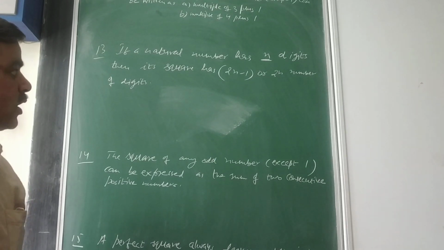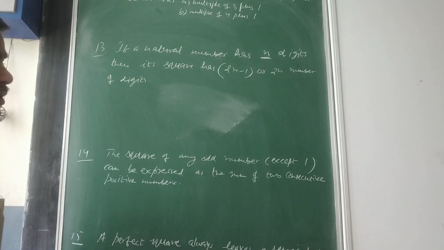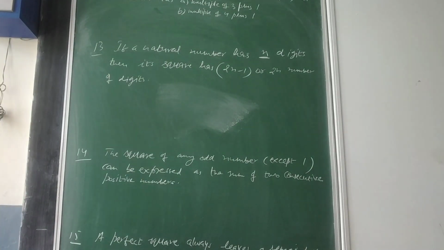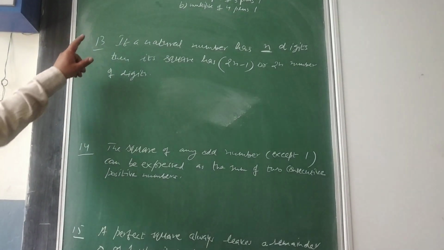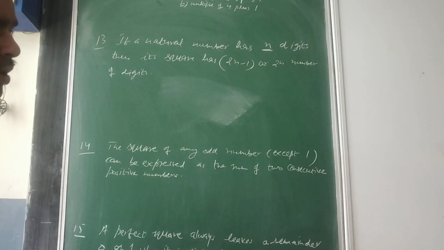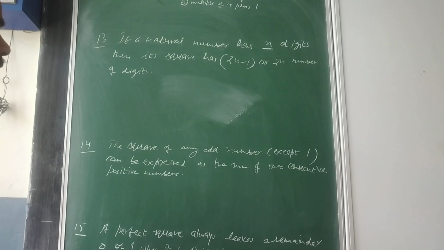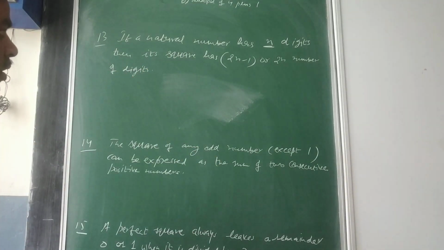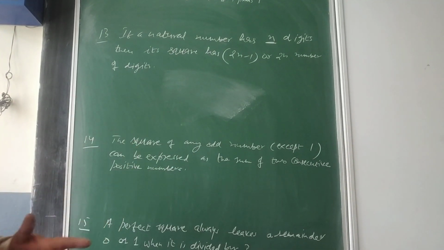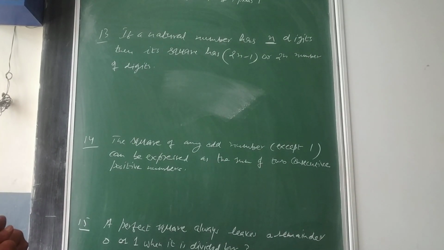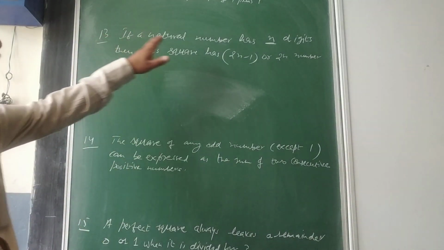So today we will be continuing with the remaining properties. Number 12 I have already finished yesterday. So onwards, 13 to the last, that is number 20, I will share with you today. Please go through all these 20 properties before starting your exercise problems. So here is the 13th one.